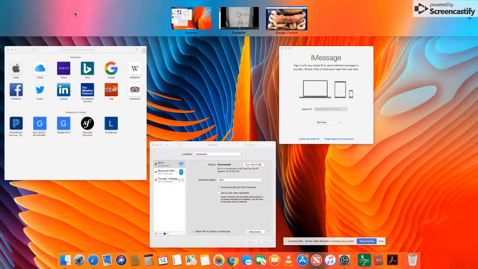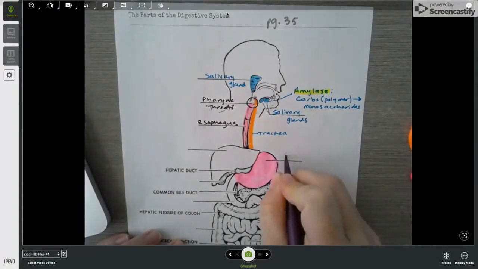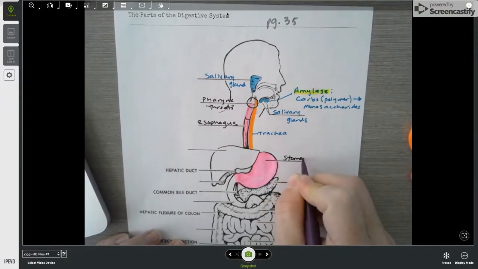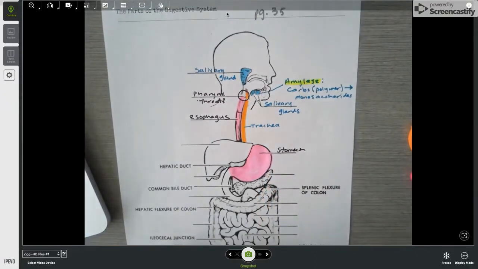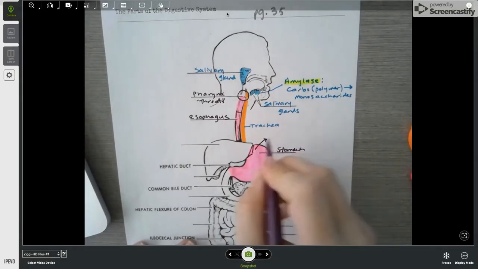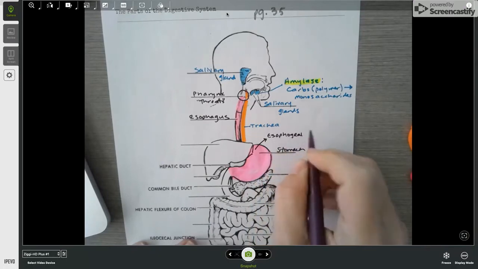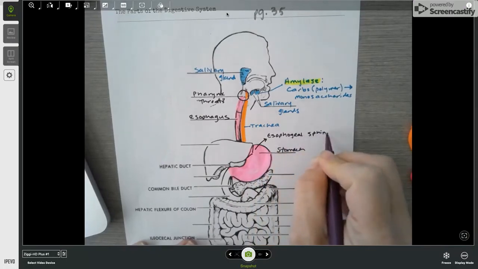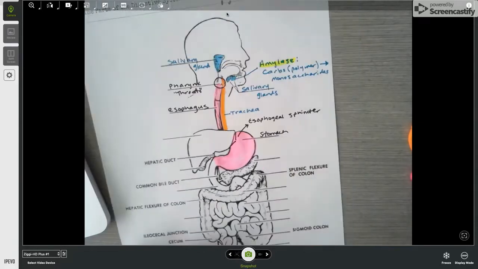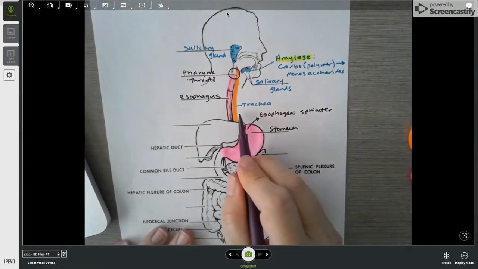All right, now back to our notes. Let's go now to the stomach. Okay, in order to get into the stomach, there's actually a valve called the sphincter. This is the esophageal sphincter. And sphincters are just traffic controllers. They keep things going in and out at the right time. In this case, it would just be going into the stomach.